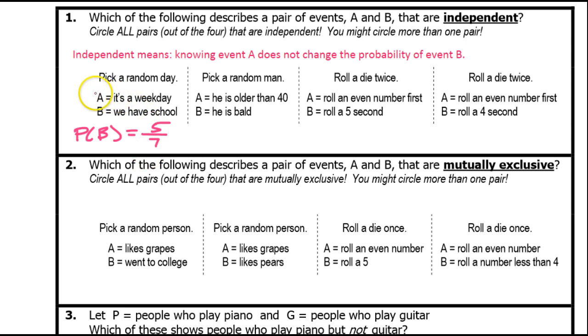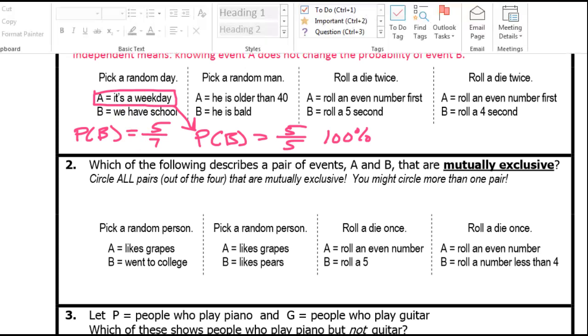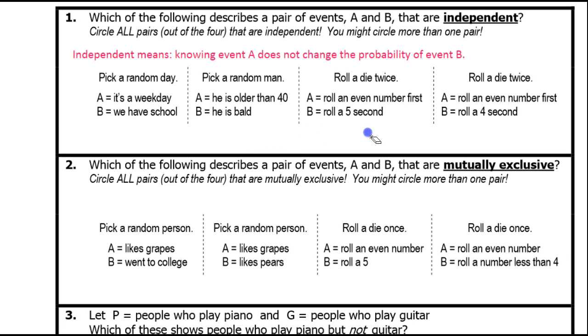But if I told you, hey, we already know that event A is true. We know that it's a weekday. Now what's the probability of event B? Now what's the probability that we have school? Well, if we know it's a weekday, then the probability of event B is now 5 out of 5. We know it's a weekday, so there is a 100% probability that we have school. I guess unless it's a snow day or something, but it is clear that knowing it's a weekday changes the probability that we have school. So that's why these two events are dependent. They're not independent because knowing event A changes the probability of event B.